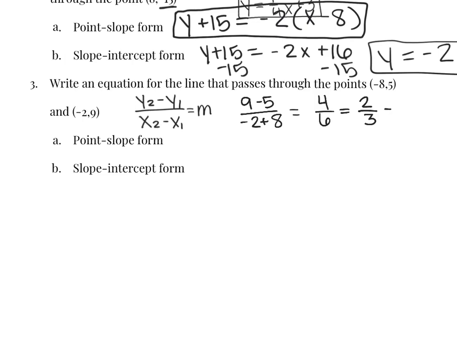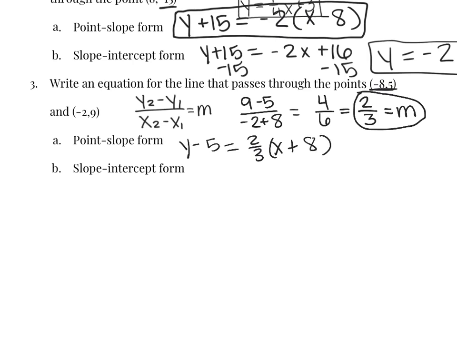Then that's my slope. I take this and I pick one of the 2 points and plug it into point slope form. I'm going to pick -8, 5. So I've got y minus 5 equals 2/3 x plus 8. Again, it's minus a negative, so I change it to a plus sign. There's part A.